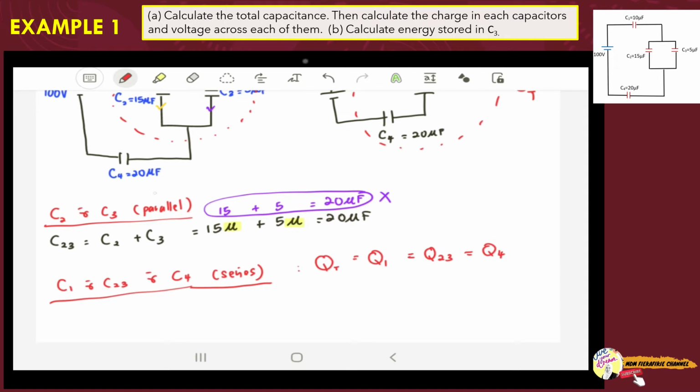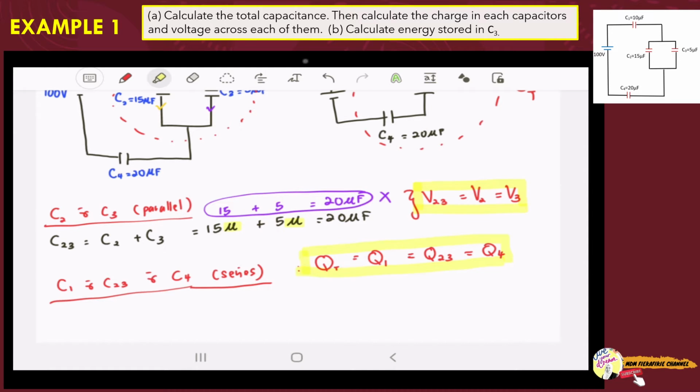Okay, but for this one, for C2 and C3, when they are in parallel, you must know that V23 is equal to V2 is equal to V3. Ini konsep yang awak kena ingat sebelum masuk exam, sebab kita tak beri yang ini. Okay, so itu yang you kena tahu. Sebab tu you kena tahu dia parallel ataupun series.